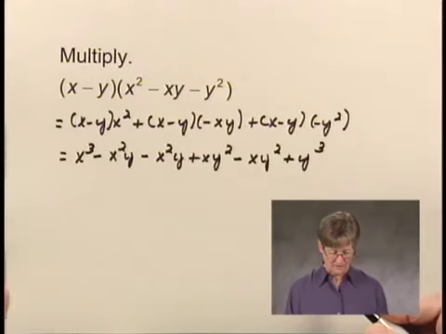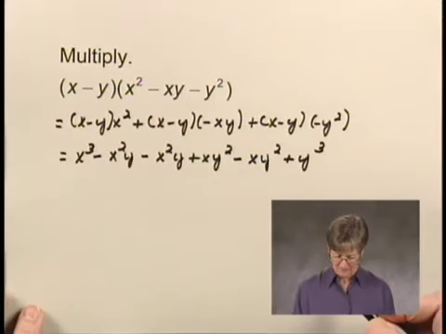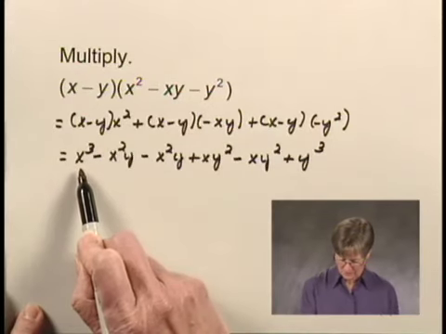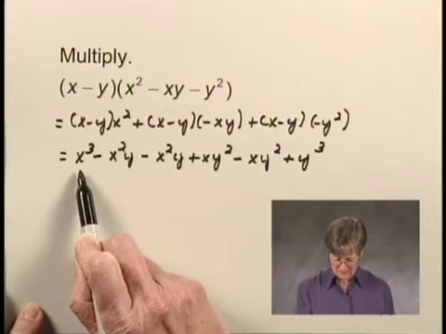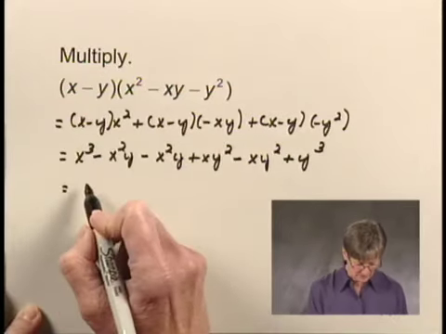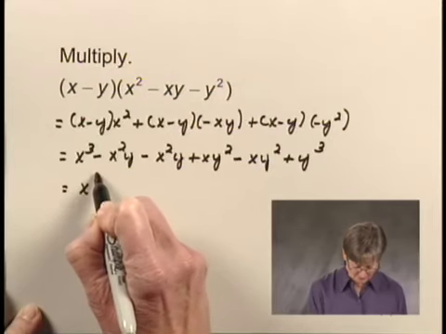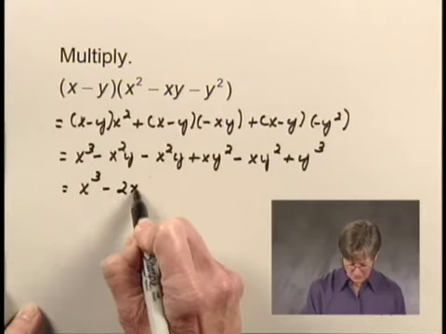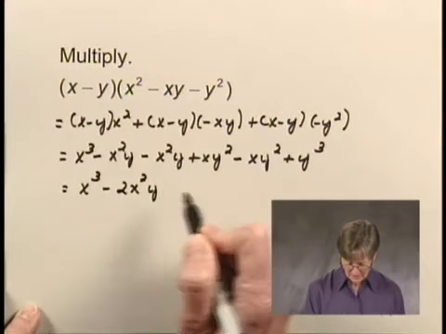Now I've done all the multiplications, but I need to look and see if there are any like terms that I can combine. I have just one x cubed term here, so I can't combine that with anything. I have an x squared y here and an x squared y here, so we can combine those two. So I have the x cubed, and when I combine these terms, I get minus 2 x squared y.